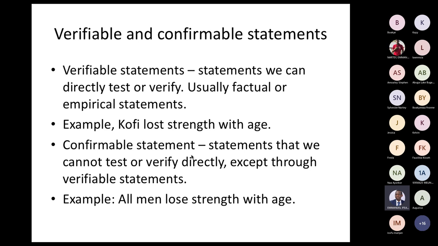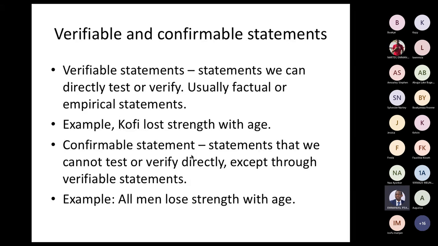Verifiable statements are statements we can directly test or verify. They are usually factual or empirical statements. For example, Kofi lost strength with age. These are statements you can directly verify. Confirmable statements are statements we cannot test or verify directly, except through verifiable statements.